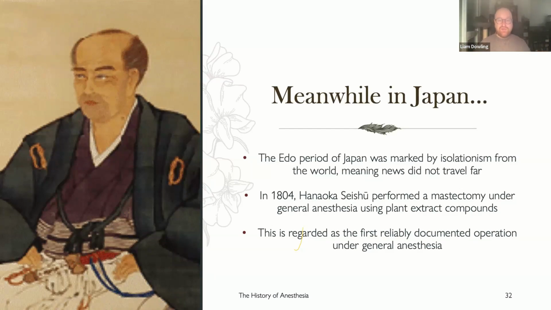And actually, in 1804, surgeon Hanaoka Seishu performed mastectomies under general anesthesia using plant extract compounds. And people will actually regard this as the first reliably documented operation under general anesthesia. So this was going on while everyone was having their battles off in the United States. And so maybe it wasn't even Morton to begin with. Maybe it was somebody else who discovered anesthesia. Mind you, maybe the new caveat is that Morton was the first to publicly and successfully demonstrate the use of a volatile anesthetic, as opposed to any anesthetic at all.